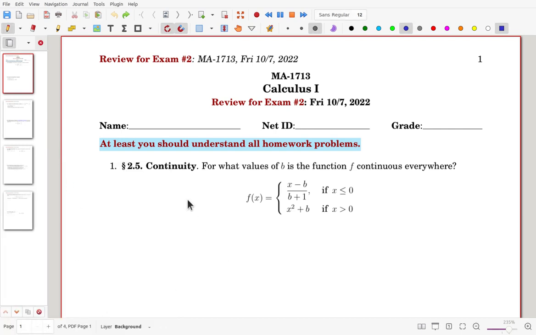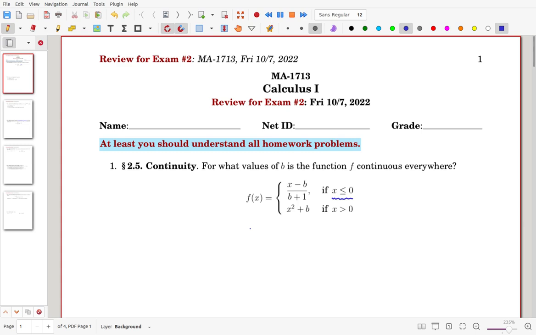Number 1, for what values of b is the function f continuous everywhere? Once x is less than or equal to 0, it's linear. As long as b is not minus 1, it is well defined and linear. And the right side is quadratic. So on both sides, the function is continuous. Now, once it is continuous at point 0, it will be continuous everywhere. So we'll focus on continuity at 0.